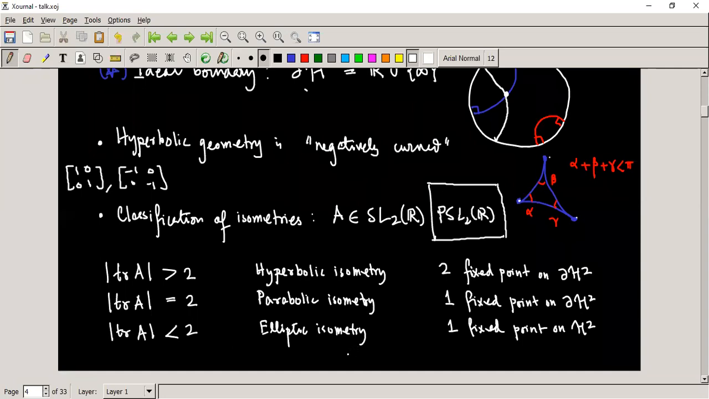Less than 2. And why is this the case? Because you can see the fractional linear transformation corresponding to A, if trace of A is bigger than 2, will be of the following form.